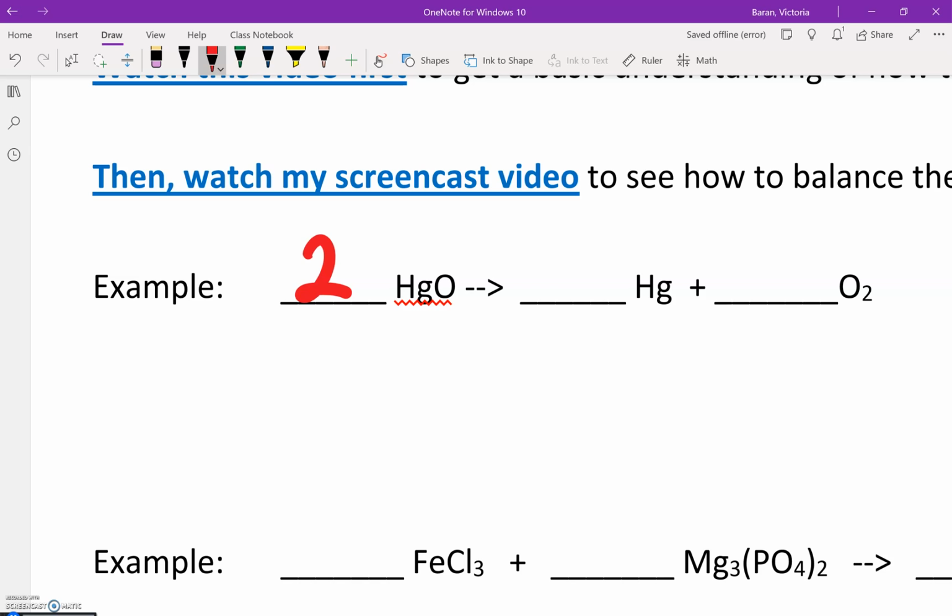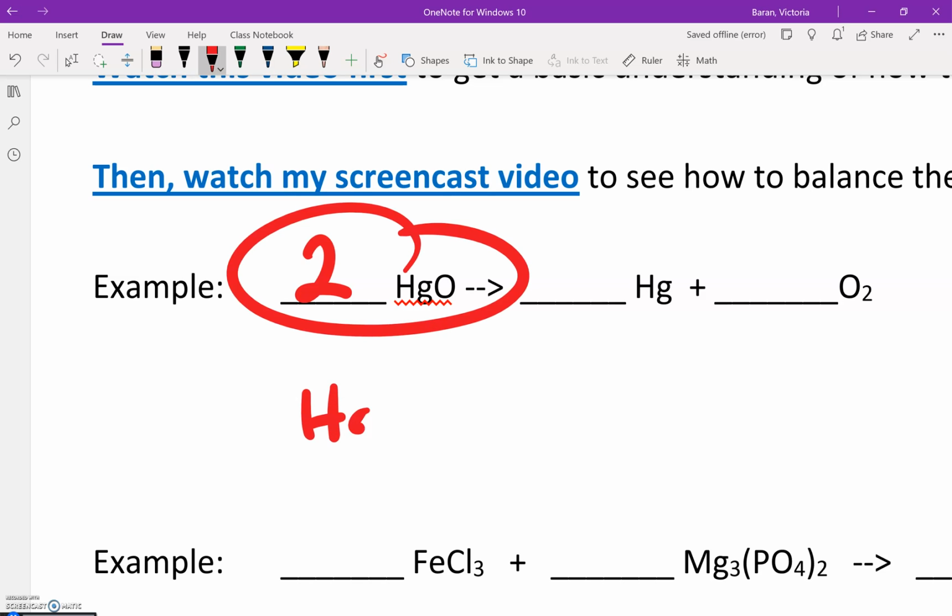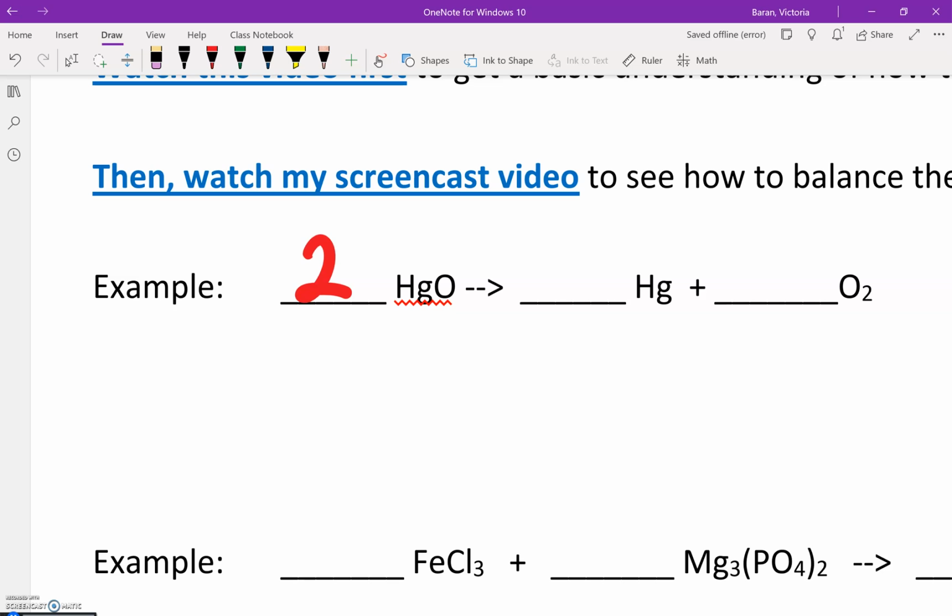If I put a 2 here, remember that gets distributed to everything. We're saying, essentially, you have 2 of these, okay? So if I put that in the front, oxygen is good. Now I have 2 oxygens here and 2 oxygens here. But when you put that 2 in the front, now you have 2 mercuries.